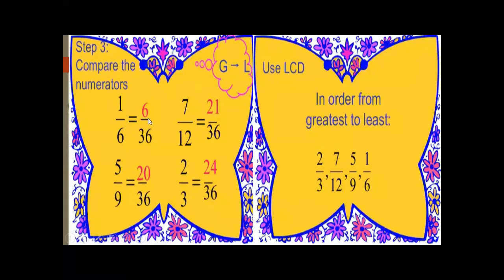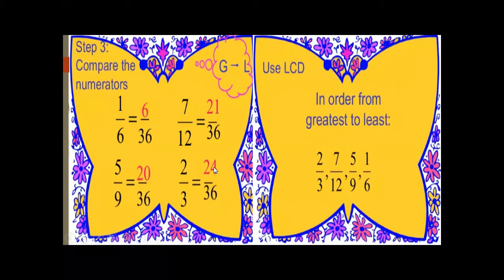1 upon 6 is equal to 6 upon 36, 5 upon 9 is equal to 20 upon 36, 7 upon 12 is equal to 21 upon 36, 2 upon 3 is equal to 24 upon 36. So, I can say that the largest numerator is this, because we are going from descending to ascending order. So, I will write first the fraction 2 upon 3.